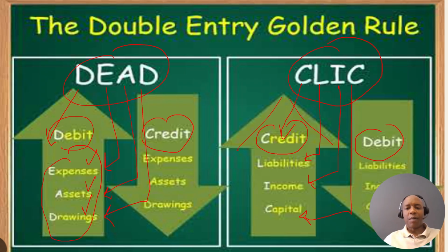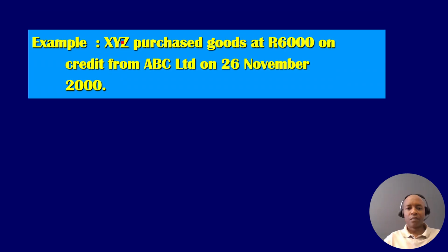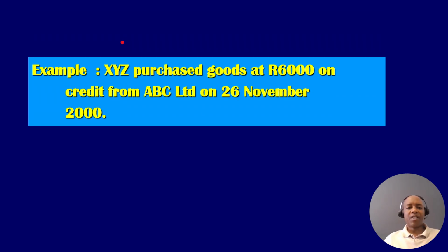Okay, so let's try to apply this principle then in an accounting equation question where you are given a transaction and required to record in an accounting equation. Okay, here is the transaction. You are told that XYZ purchased goods at 6,000 on credit from ABC Limited on 26 November 2000.